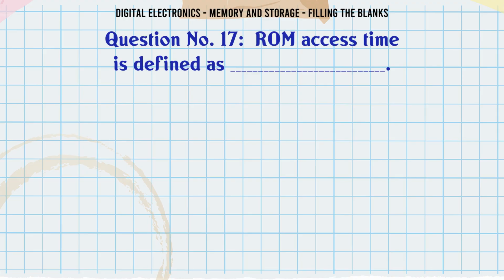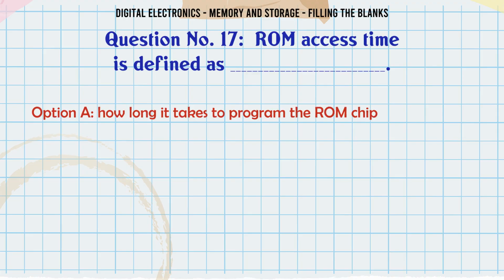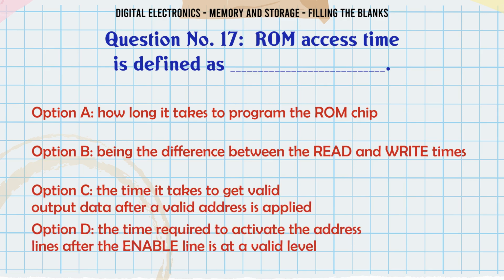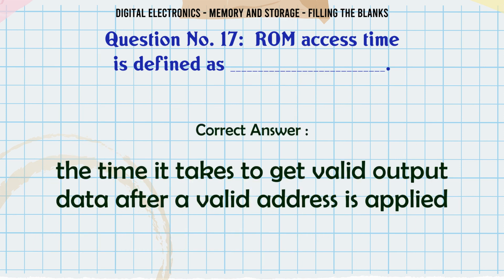ROM access time is defined as A. How long it takes to program the ROM chip. B. Being the difference between the read and write times. C. The time it takes to get valid output data after a valid address is applied. D. The time required to activate the address lines after the enable line is at a valid level. The correct answer is the time it takes to get valid output data after a valid address is applied.